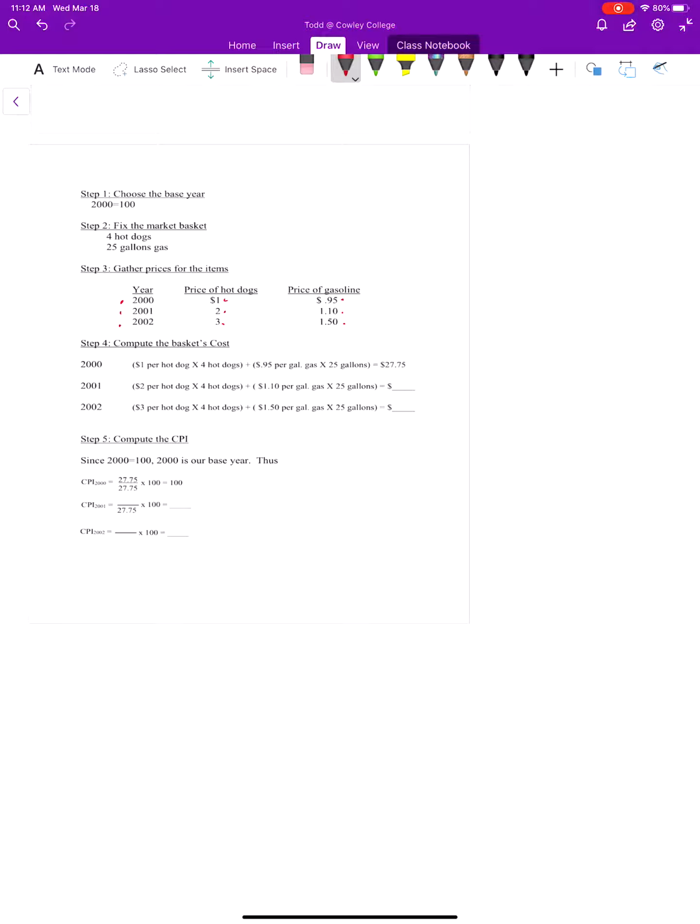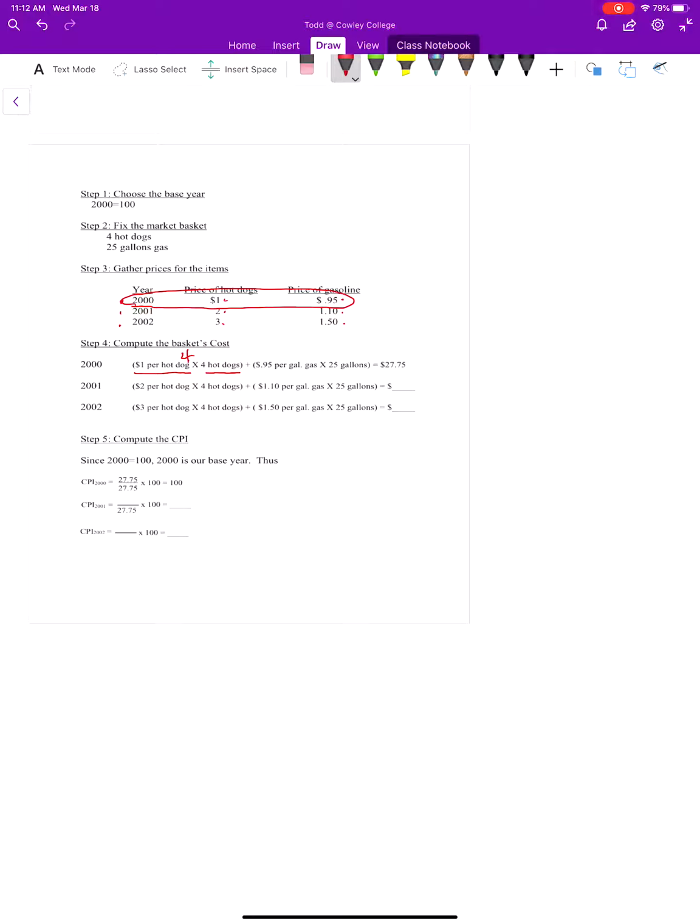Okay, so step number 4 is to compute the cost of the market basket. What you notice here is that this is the data that we're going to be using for the year 2000. The price of hot dogs was $1 per hot dog, and we consumed 4 hot dogs. So 1 times 4 is going to give us $4 worth of hot dogs.